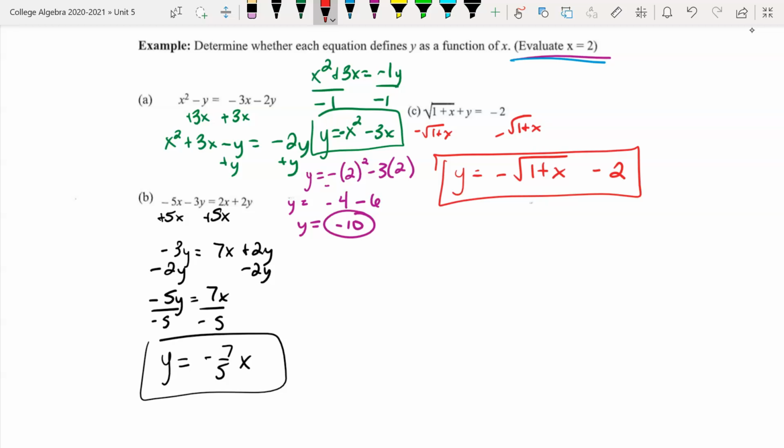All right? So if it ever says determine whether each relation or each equation defines y as a function of x, all it means is to solve for y. That's all you're doing.